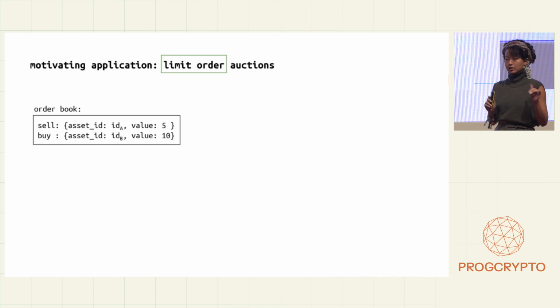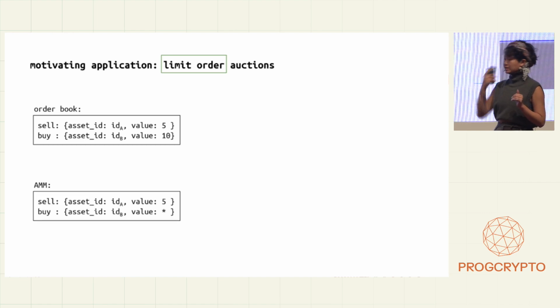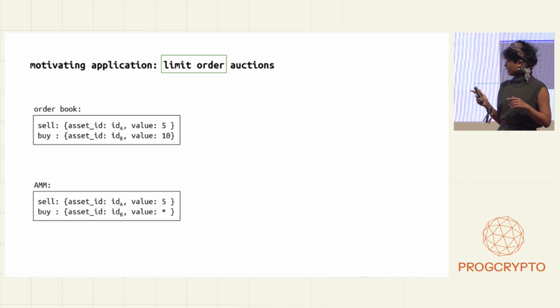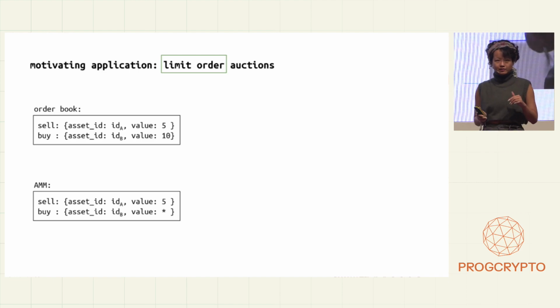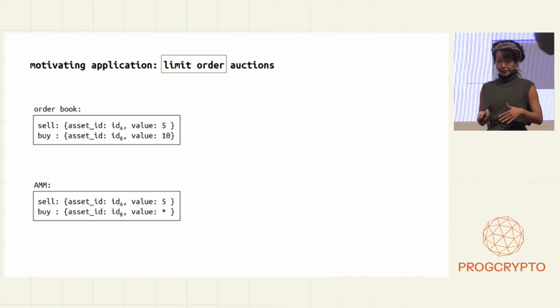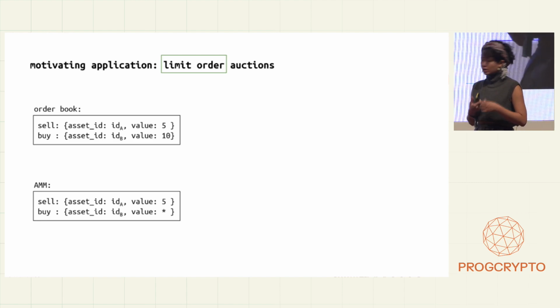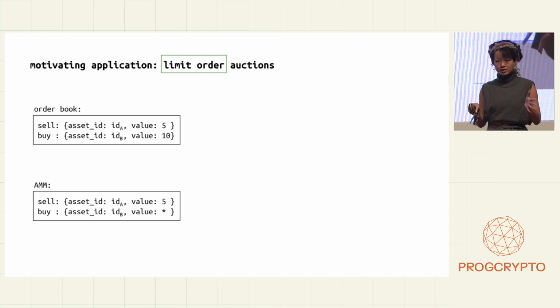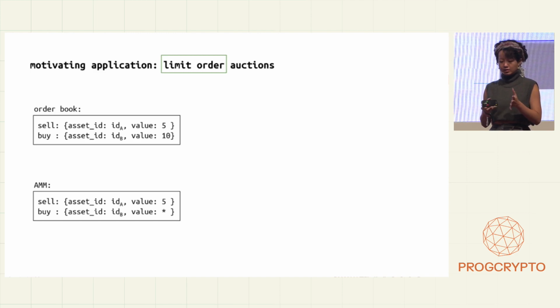That's the limit price. Whereas in an automated market maker, the user does not specify the price. The price is specified algorithmically as a function of the liquidity available. And the user can specify a slippage. So they will trade within some delta of the public price, but if the price slips beyond that delta, then they won't execute the trade.